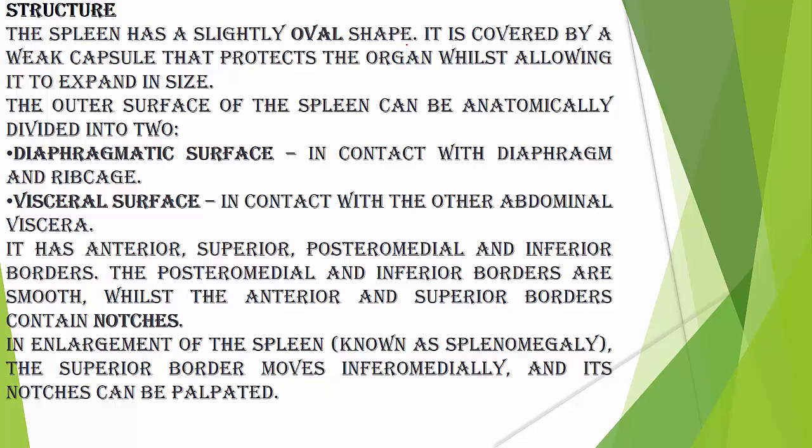Diaphragmatic surface is in contact with the diaphragm and rib cage, while the visceral surface of the spleen is in contact with other abdominal viscera.